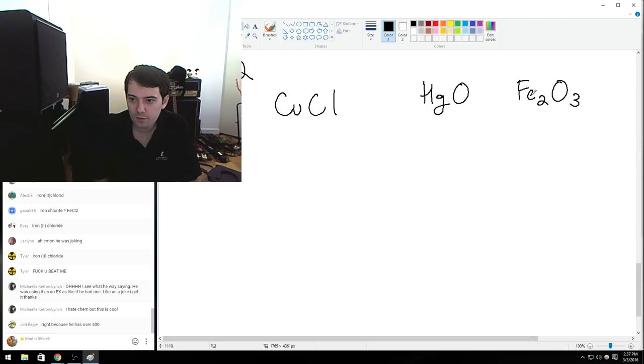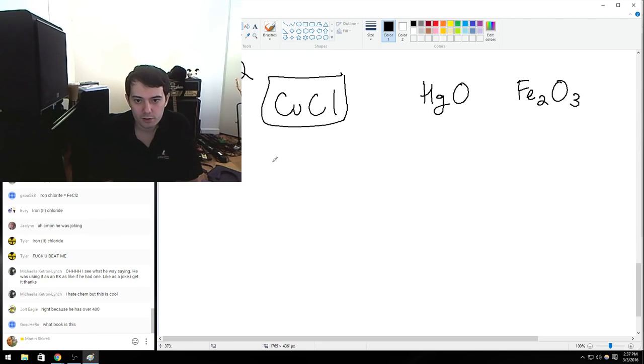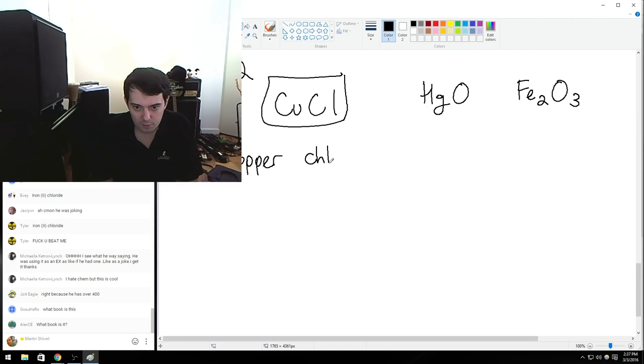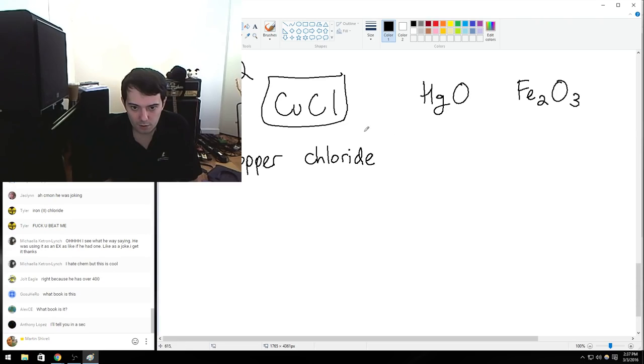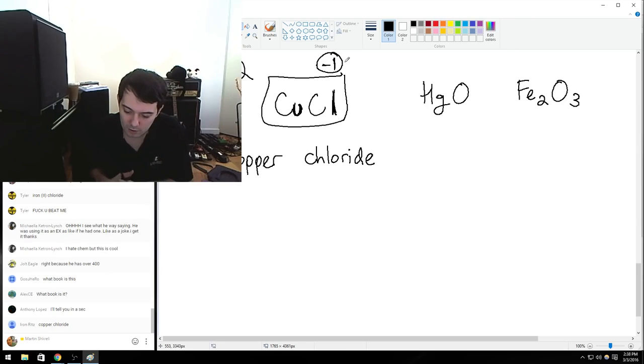All right, so the first one is easy, I think. Cu is copper. Cl is chlorine, but we're gonna say copper chloride. Copper chloride. But copper can form different kinds of cations. We know chlorine always takes a negative one because it's a halogen. It's in the seventh column. Always takes a negative one. Well, we'll talk about why. So in this case, it has to be copper one because copper can be a plus one or a plus two.